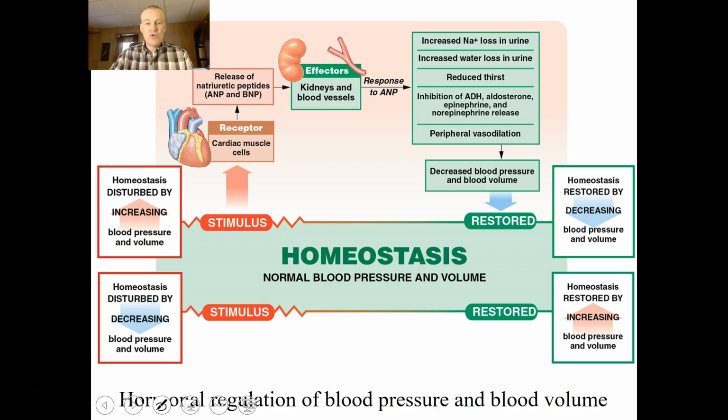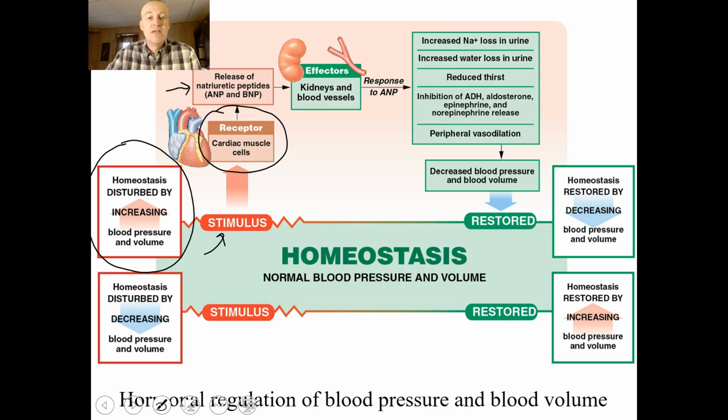So we also have ways of regulating blood pressure and volume using hormones. So this would be kind of like the hormonal response of changes in blood pressure. So let's look at changes of increasing blood pressure and increasing blood volume. That's the stimulus. So we have the heart that has cardiac muscle cells that will release the various natriuretic peptides, ANP and BNP. These hormones will go to the kidneys and blood vessels, and their response will be an increase in the loss of sodium in the urine. Water will follow that, so there's more loss of water in the urine.